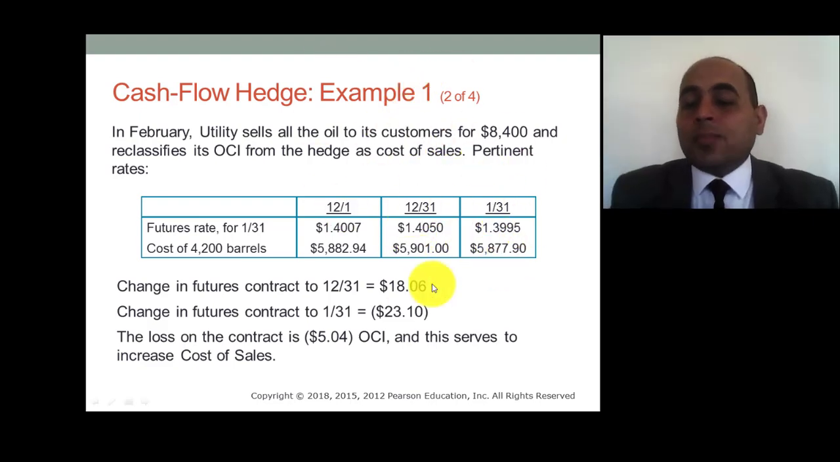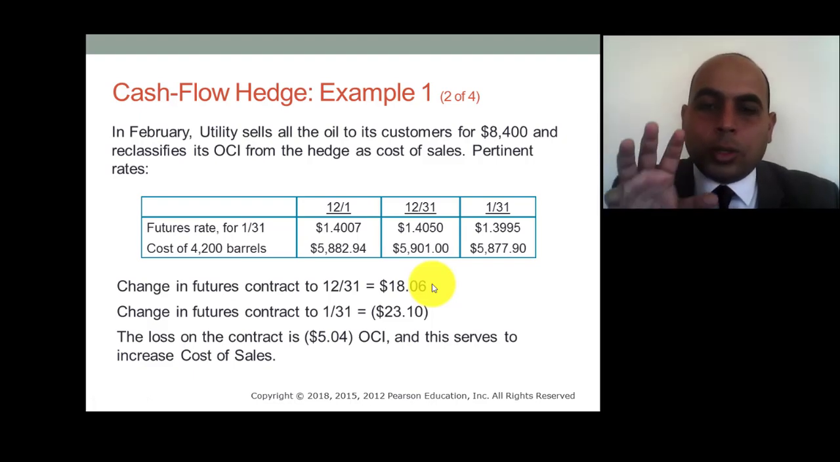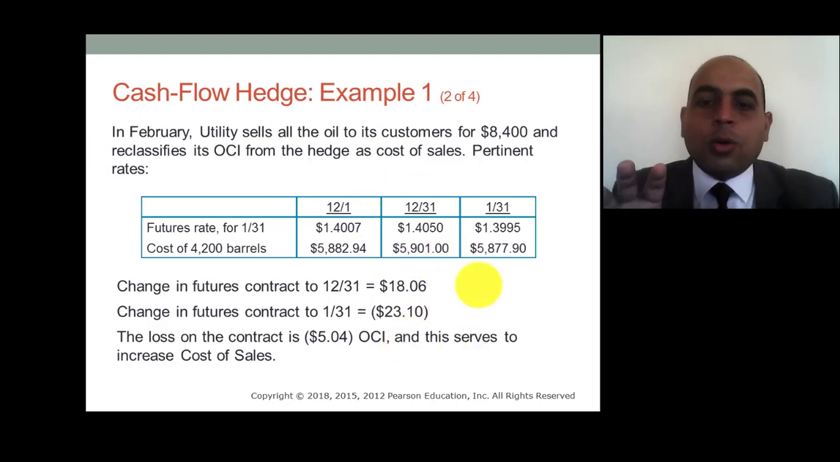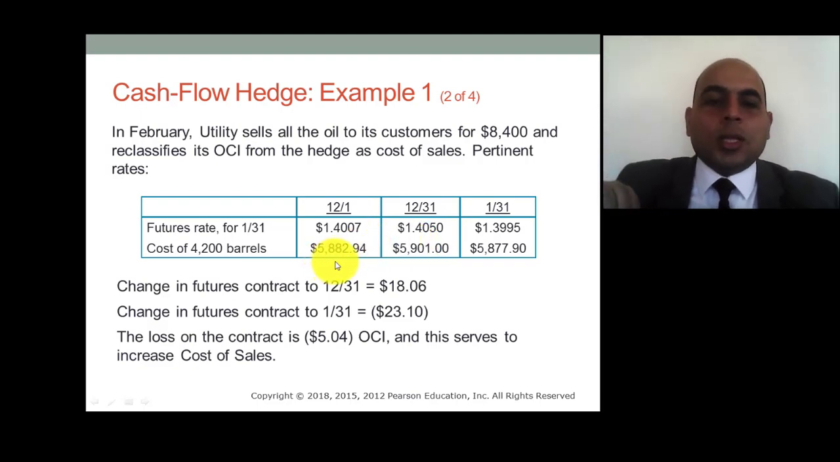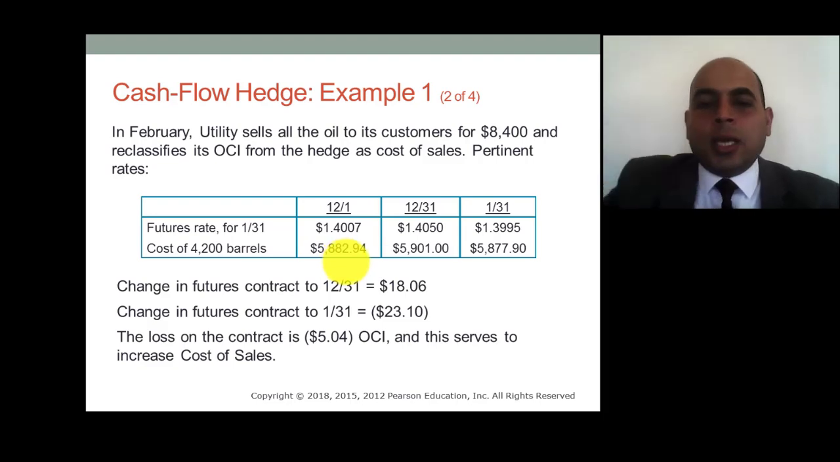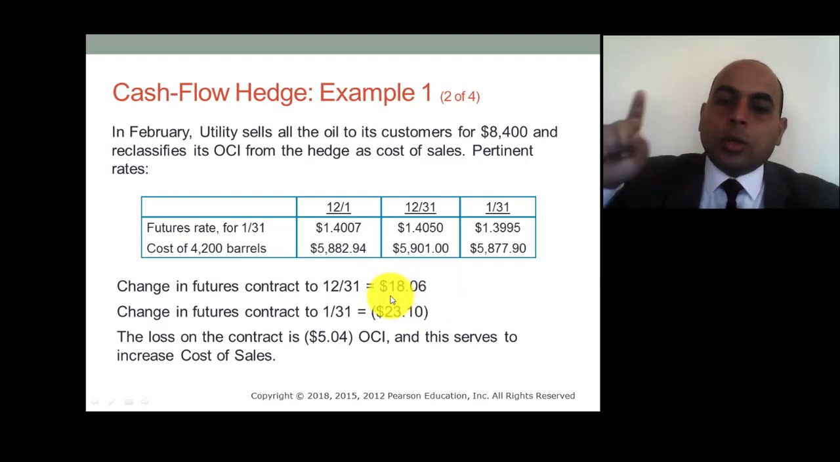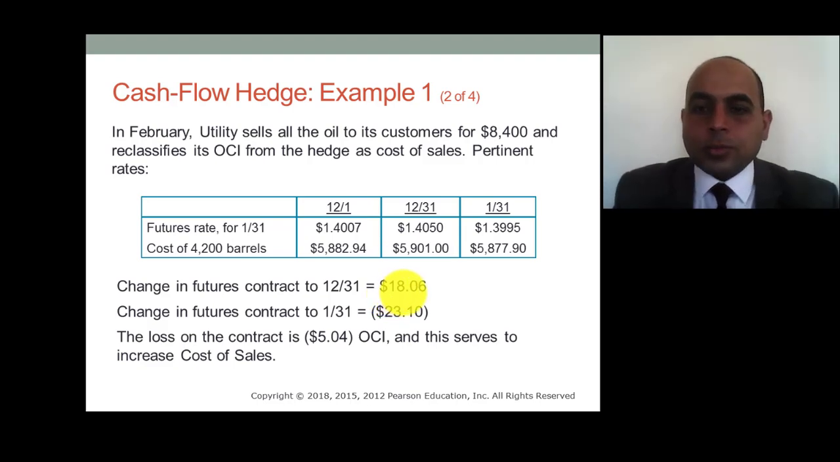1.4050. So it means if we intended to acquire this quantity on 31 December, the value of it is 5,901. As we entered into a forward contract by 5,882, it means that the value of the contract that we entered into has increased by the difference. The change in future contract equals $18.06. So on the date of preparing the financial statement, here we have gain.